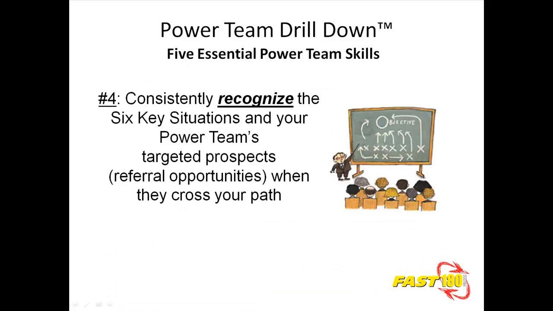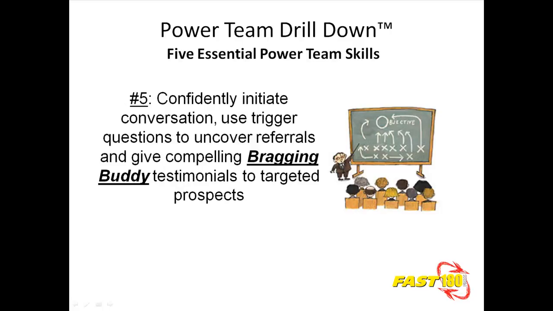The fourth essential Power Team skill is an individual skill. This is on you as a networking partner to consistently recognize the 6 key situations and your power team prospects, which are referral opportunities when they cross your path. So how well you know the 6 key situations and how you're able to connect the products and services as solutions that your network offers is the 4th essential skill that leads you to the 5th skill, which is the action step of confidently initiating conversation, using trigger questions to uncover referrals, and give compelling bragging buddy testimonials to targeted prospects.